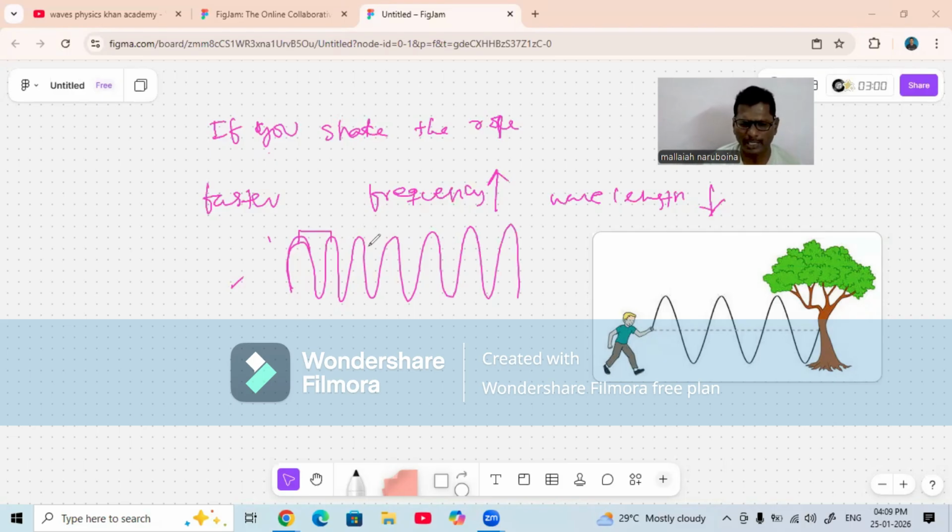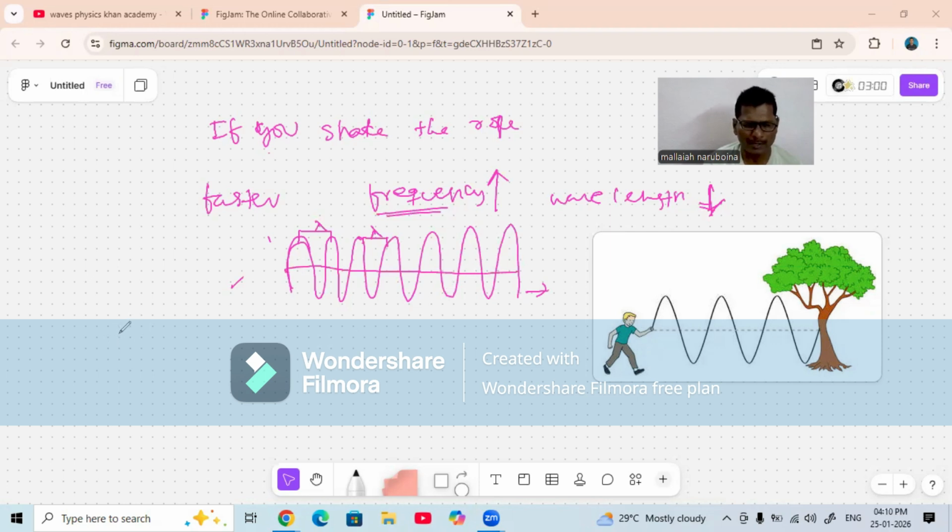Wavelength, I explained just now, is the distance between two consecutive crests or troughs. Okay, this distance is reduced, lambda is reduced. Okay, wavelength is reduced, frequency is more. See here, more waves are created.